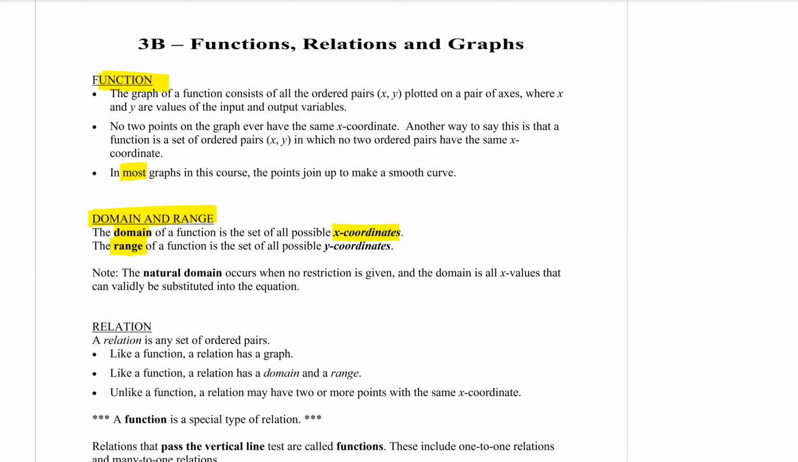Okay, so the range is the possible y values. Okay, so domain means possible x values, range is possible y values.